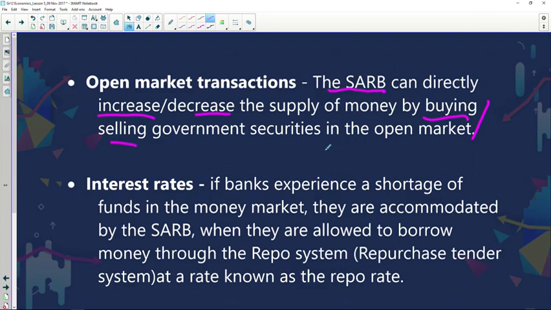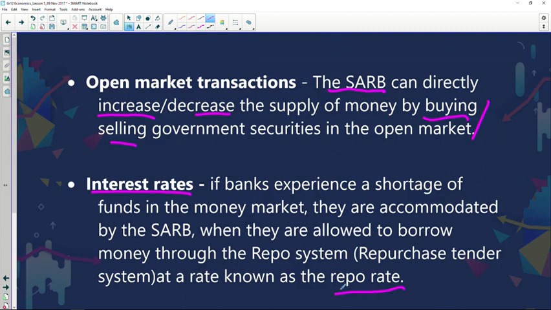Okay, so obviously when they are buying more government securities, that will ensure that we experience an increase or a decrease in an open market. And then also they can use the interest rates. If the banks experience a shortage of funds in the money market, they are accommodated by the South African Reserve Bank when they are allowed to borrow money through a repo system, which is a repurchase tender system, at a rate known as the repo rate.